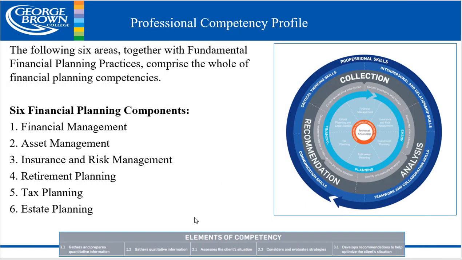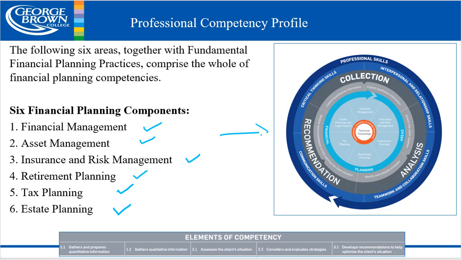The following 6 areas, together with fundamental financial planning practices, combine to make up the whole of financial planning competencies. So here we're looking at 6 financial planning components or areas. Number 1 is financial management. Number 2 is asset management. Number 3 is insurance and risk management. Number 4 is retirement planning. Number 5 is tax planning. And number 6 is estate planning.